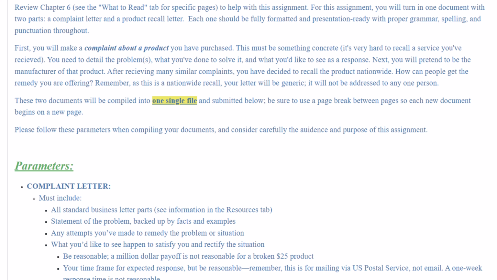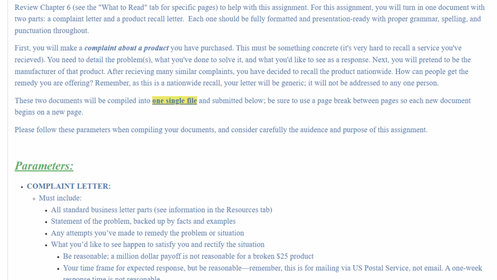And then you're going to turn around and take the opposite side. You're going to pretend you're the company that made that thing and you've received many complaints, and now you want to do a nationwide product recall on it. Please do not make your second letter addressed to the person that wrote the first one, whether it's you or a fictional person. Your second letter should be addressed to the nation as a whole, to any person who has possibly purchased this item. So make sure you don't make that mistake. Make sure that you also put both of your documents into one file and submit one single file, and remember that it needs to be a PDF.